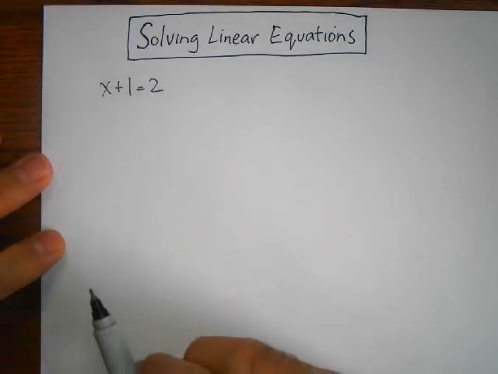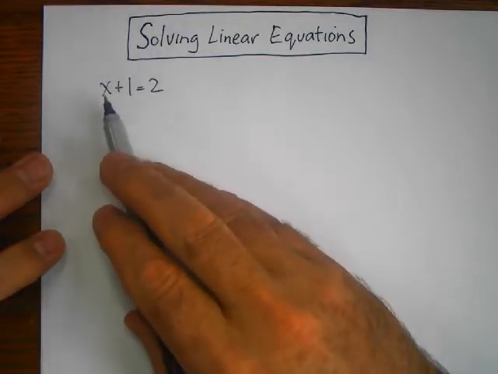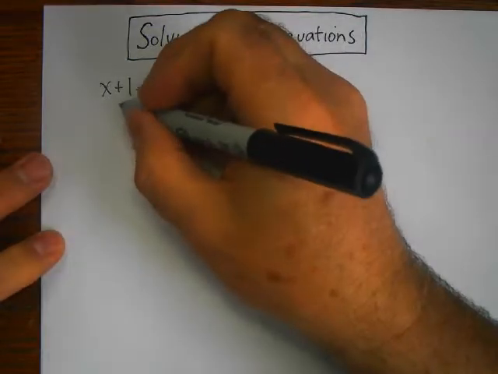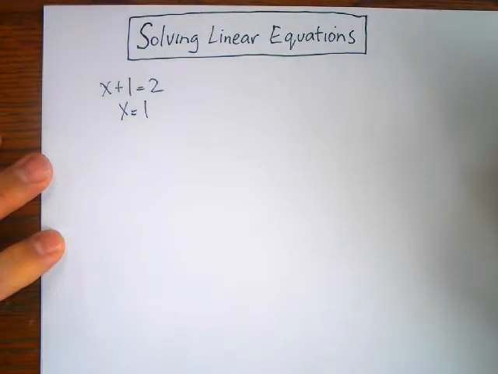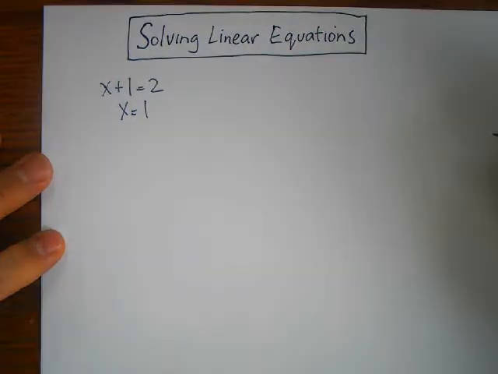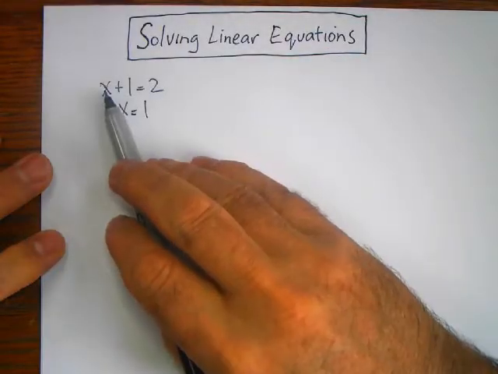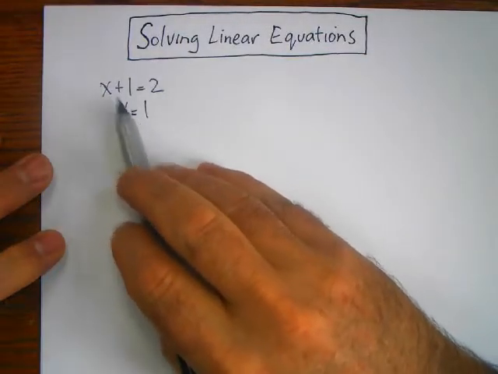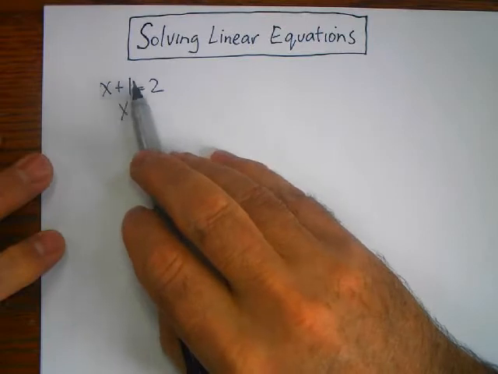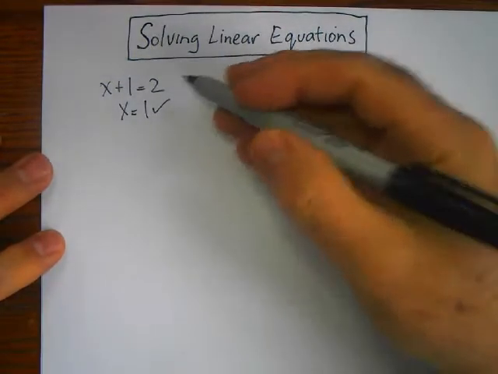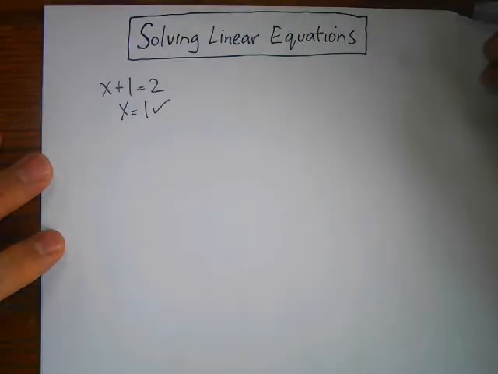So in this example, you could figure that out in your head, that x has to be 1 for that to be true. And you can always check your answer by plugging it back in. If I change x back to 1, which it's supposed to be, 1 plus 1 is equal to 2, so you know that that's correct. Okay, so that's a very basic linear equation.